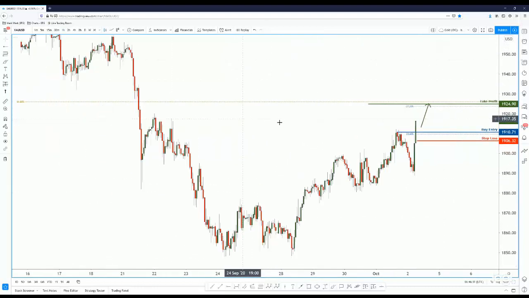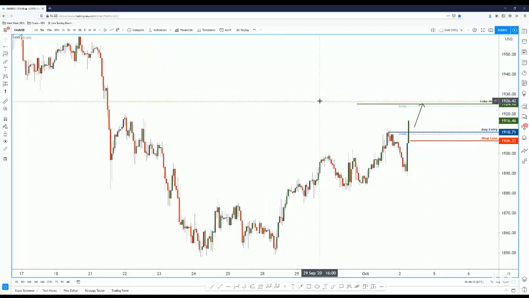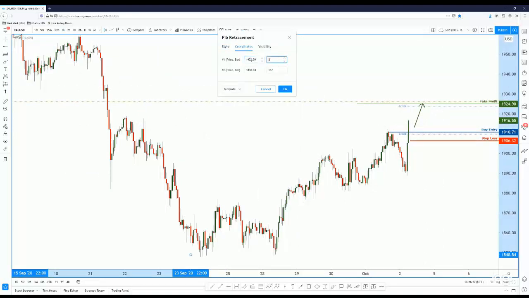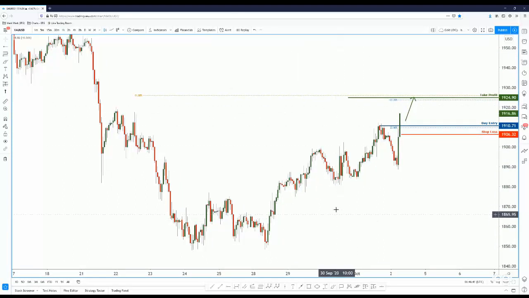Last but not least, we can of course also add in a moving average, but there's really no need for a moving average because we already know how price is going to push higher.